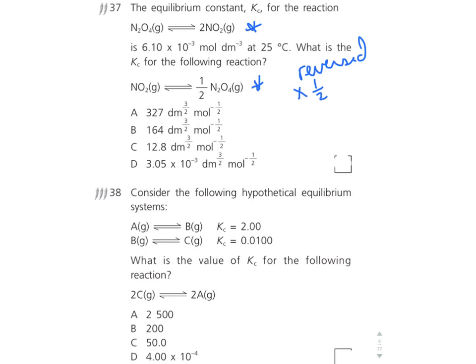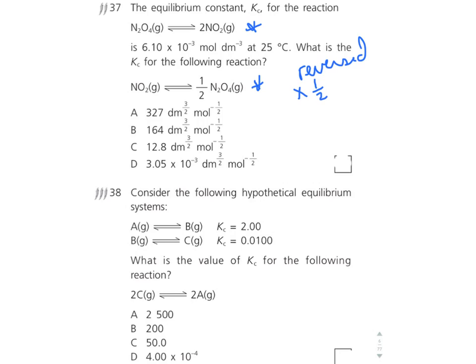Now, when you reverse an equation, Kc is the reciprocal of the old Kc. That's because what used to be products are now reactants and vice versa. When you multiply a reaction by some number, in this case by 1/2, the rule is that you raise Kc to the power of the number you multiplied by. And that's because the coefficients become the exponents in the Kc expression.